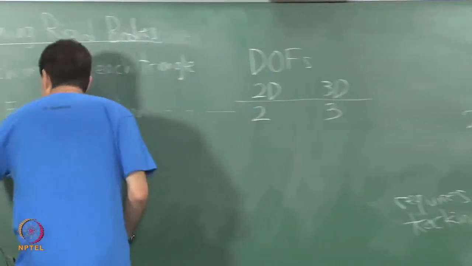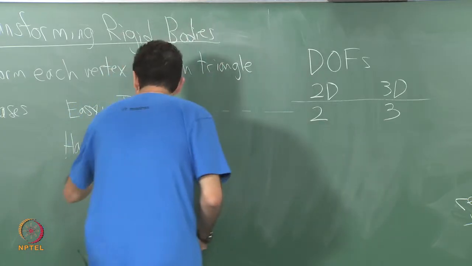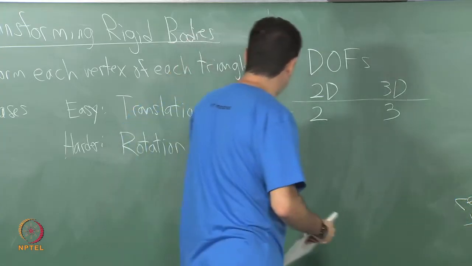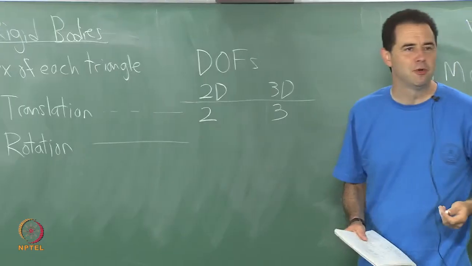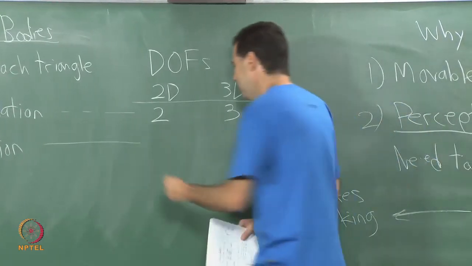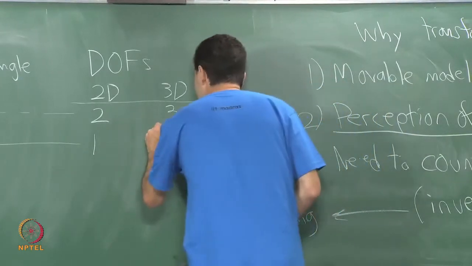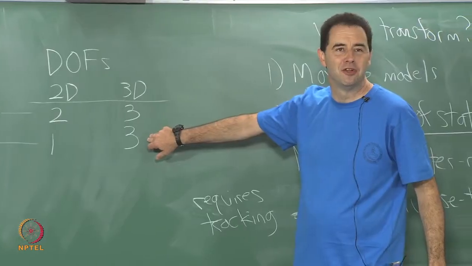The harder case is going to be rotation, which in 2D is very easy. How many degrees of freedom do we have for 2D rotation? 1. Just 1. And in 3 dimensions we have 3. And this is the part where it gets harder. So things get a little more complicated.